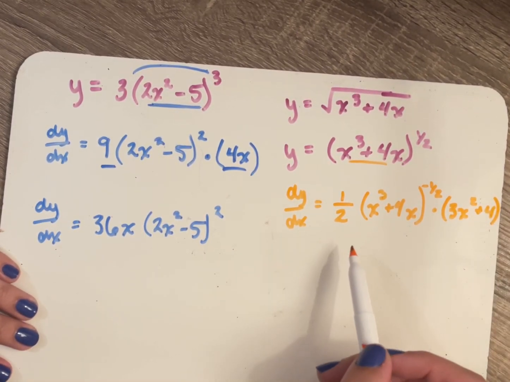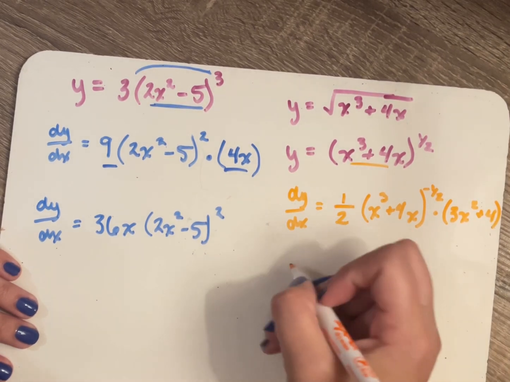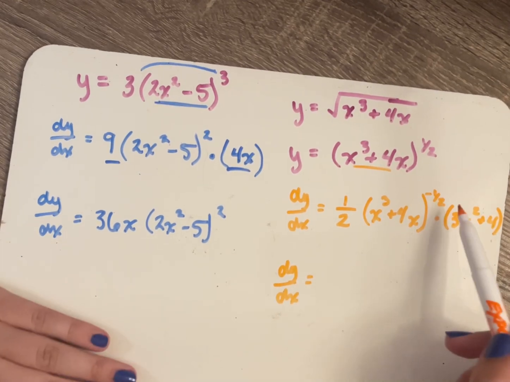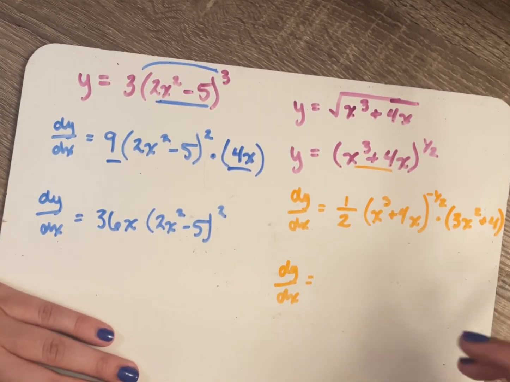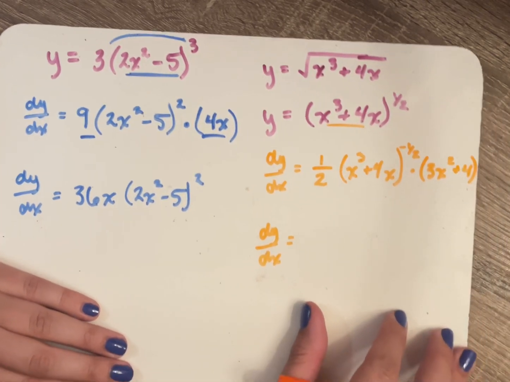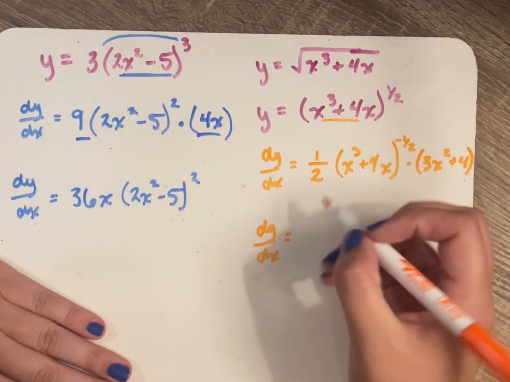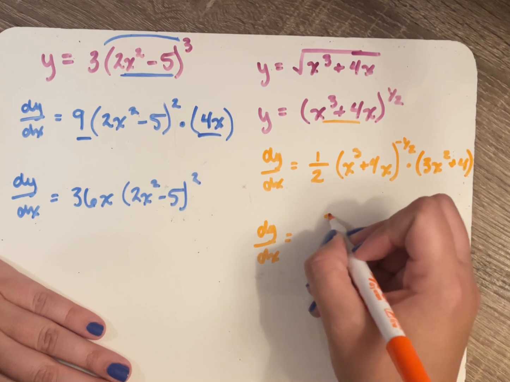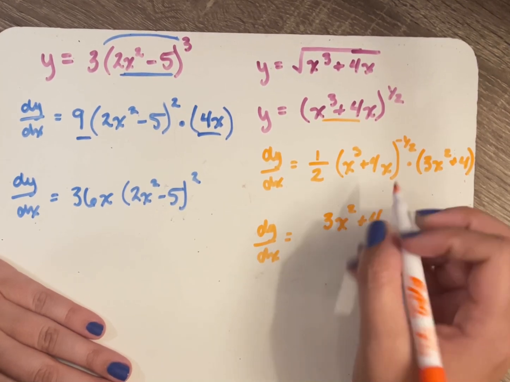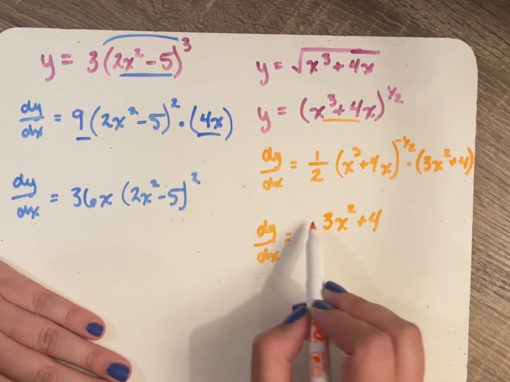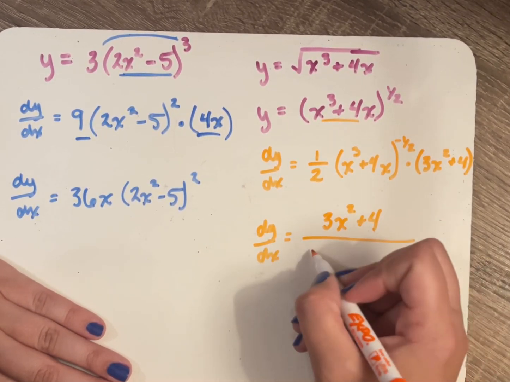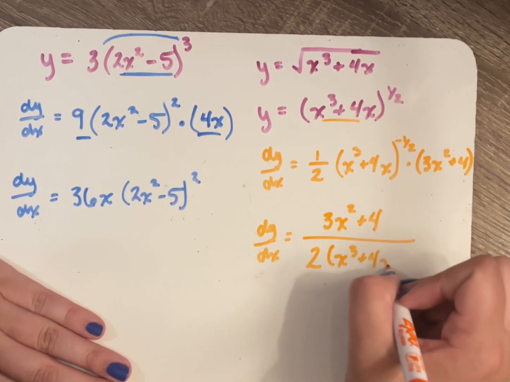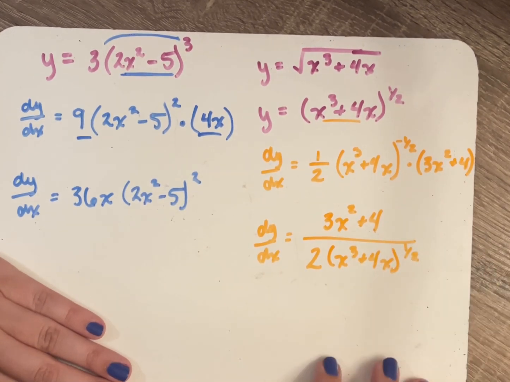Okay, if I were asked to write my answer in radical form, I have to do a little bit more work here. So I'm going to take this negative exponent, so this entire piece, and move it into the denominator so that it can then have a positive exponent. So remaining in the numerator would be 3x squared plus 4. From this 1/2, the 1 is in the numerator, so I don't need to write it. And the 2 is in the denominator.